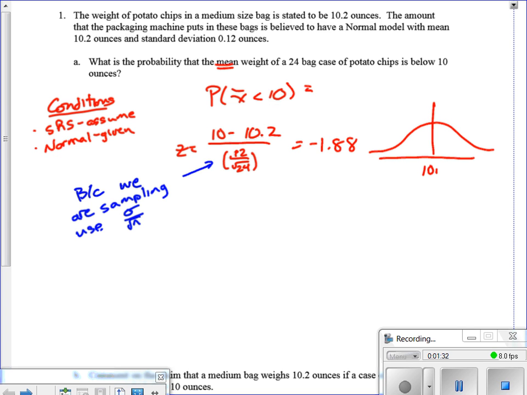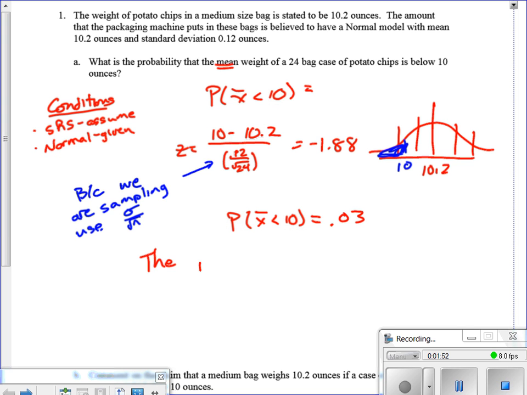which allows us to very quickly go to the curve. It should be centered at 10.2. So 10 is almost 2 standard deviations below. We'll label the curve quickly. And then the probability that X bar is less than 10, we go to normal CDF, type that in, and that probability is about 0.03.